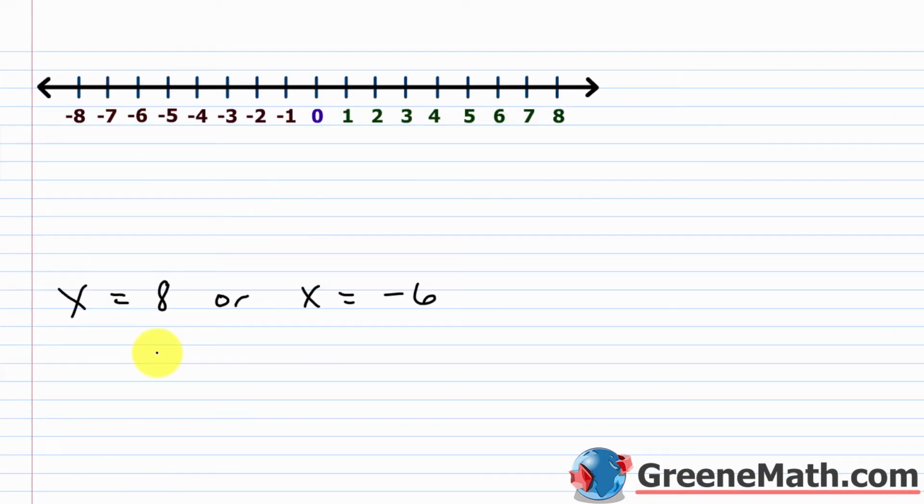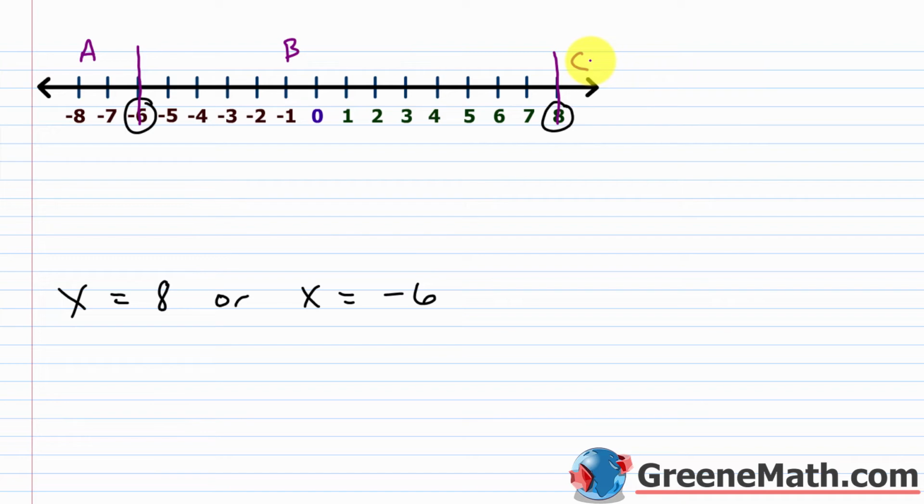Okay, so we have x equals 8. So 8 is right here. And then x equals negative 6, so that's right here. So again, just draw yourself a little vertical line at each endpoint. And you're dividing the number line into regions. So left of negative 6, we'll call that region A or interval A. Between negative 6 and 8, we'll call that interval B. And then to the right of 8, we'll call that interval C.